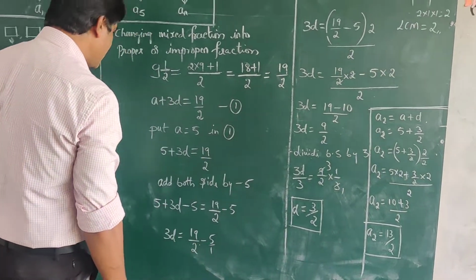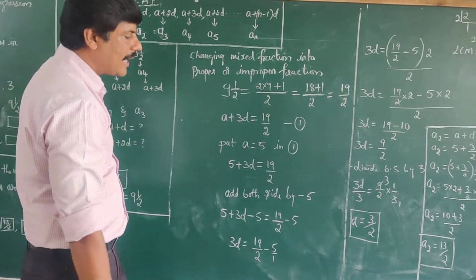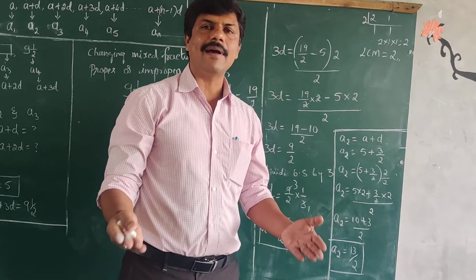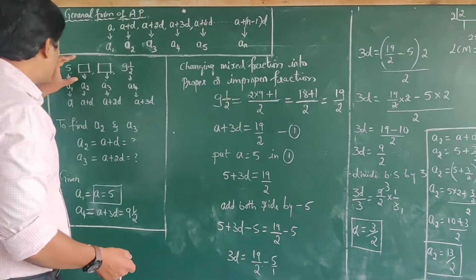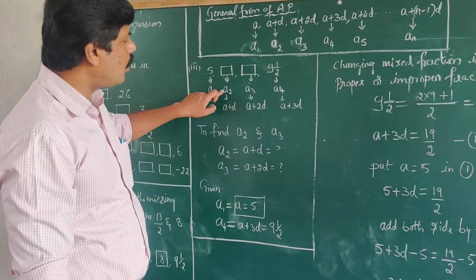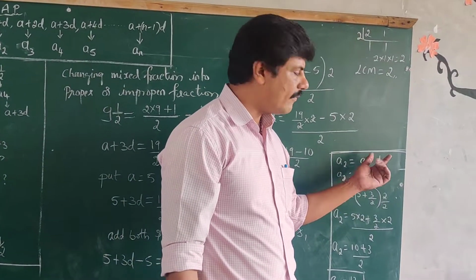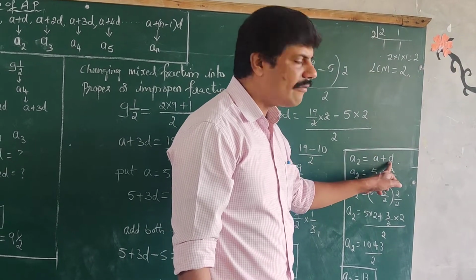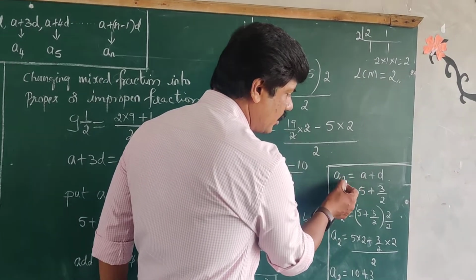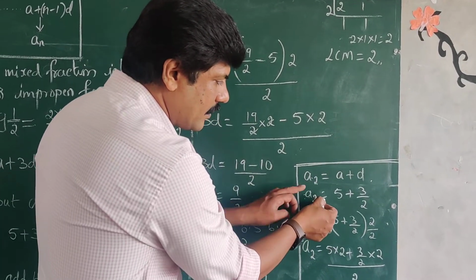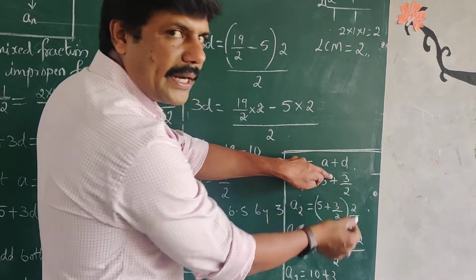So now we have the a value, which is nothing but 5, and the d value, 3 by 2. Once we get the a and d values, we can solve any problem. Now see that the missing terms are a2 and a3. What is a2? a2 is nothing but a plus d. We have the value of a and the value of d. Just a substitution, that's all. So a2 is equal to 5 plus 3 by 2.